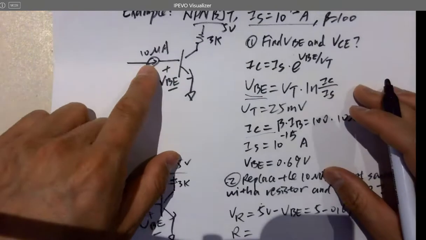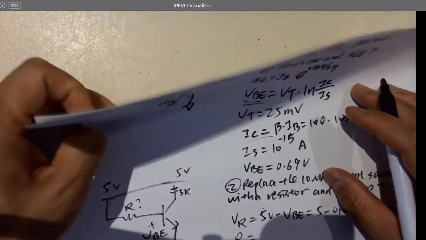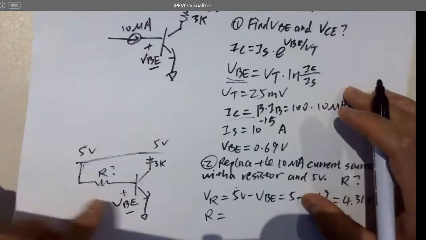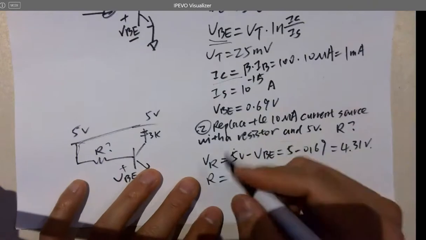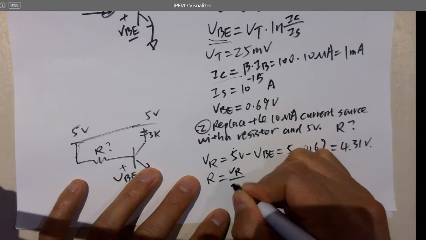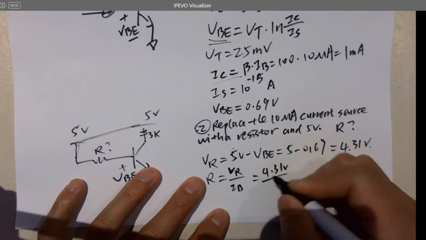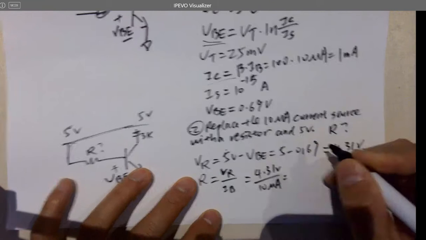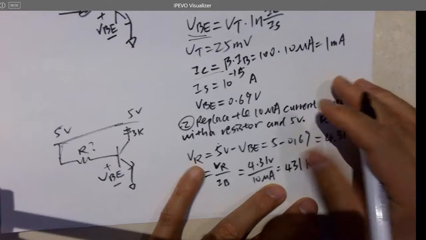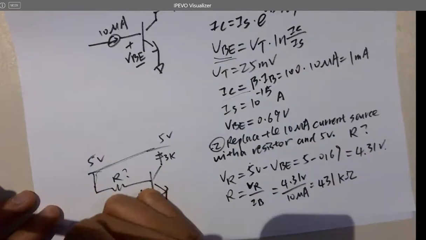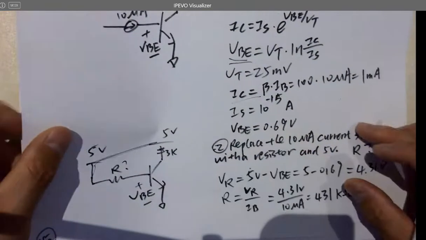Yeah, you want to use the same IB because it's being operated at the same mode. So the IB will be the same. And now you know VR. So that's because VBE is given and you know VR will be 4.31 volts. So R is going to be VR over IB, which is 4.31 volts over 10 microamps, which is 431 kilo ohms. To make that happen, to operate this thing at the same mode. Okay.